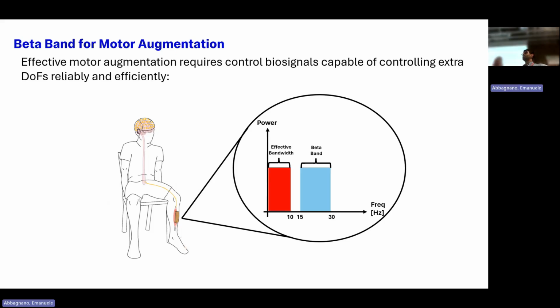Ideally, we would expect to use something that is free, that is there, and that is not used for anything else. Beta band specifically doesn't necessarily have a role at peripheral level. We haven't found so far what it is doing. We know for sure that it's not controlling force in any way, directly or indirectly. So it could be a good candidate for motor augmentation as a control signal.